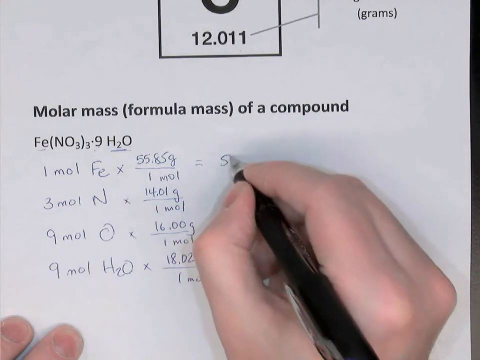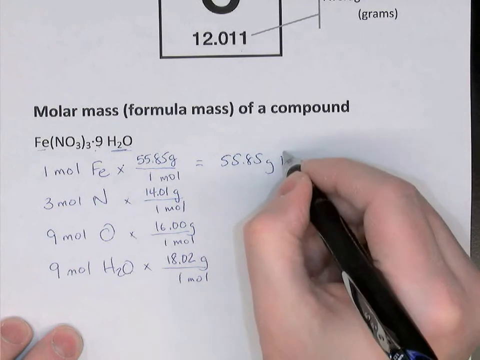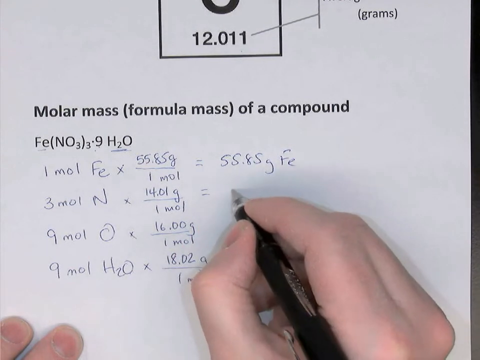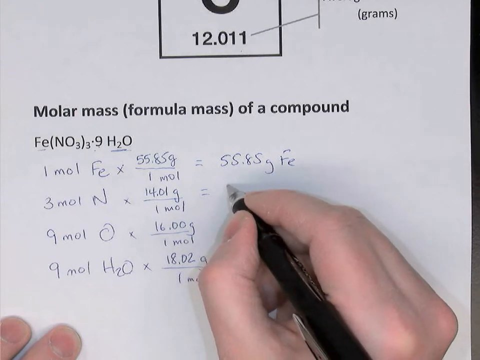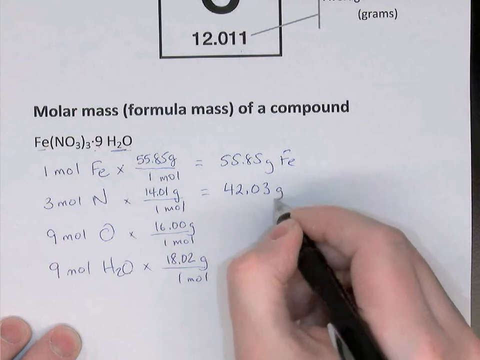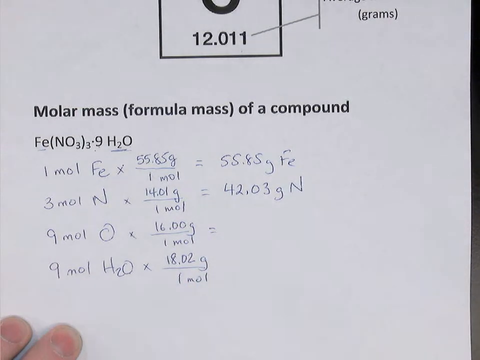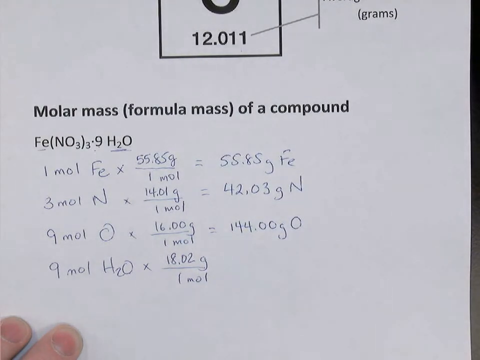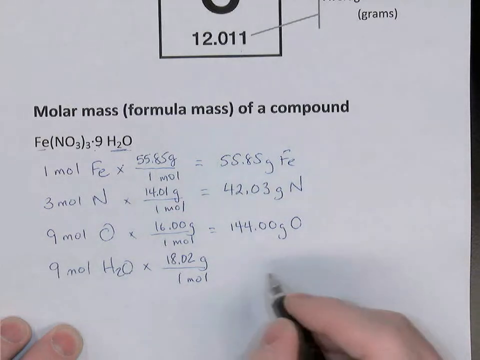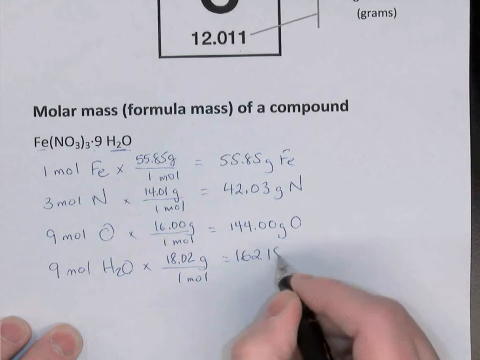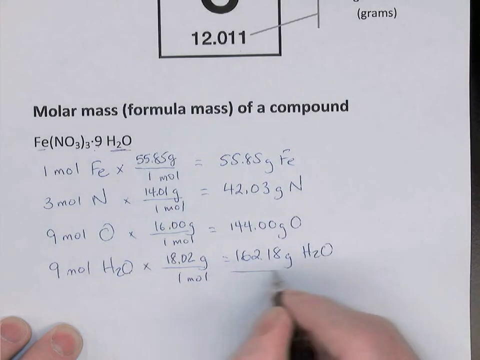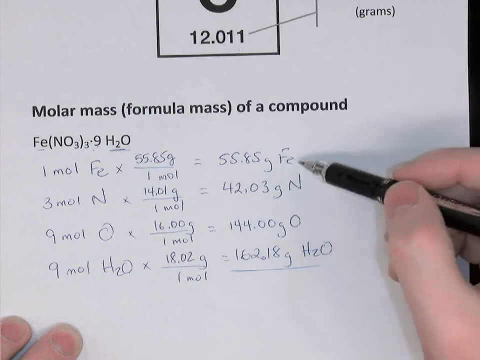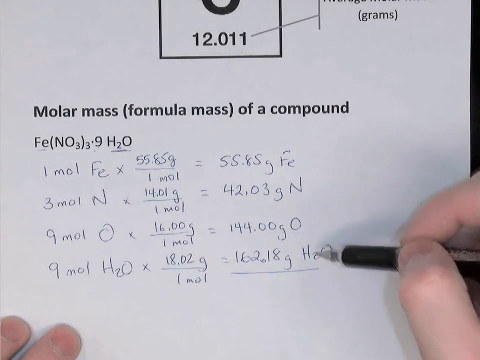So 1 mole of iron is 55.85 grams of Fe. 3 moles of nitrogen is going to be, 3 times 14 will be 42.03 grams of nitrogen. And 9 moles of oxygen, I think that's 144, but let me just double check that. Yeah, it's 144.00 grams of oxygen, and 9 moles of water is going to be 162.18 grams of water.